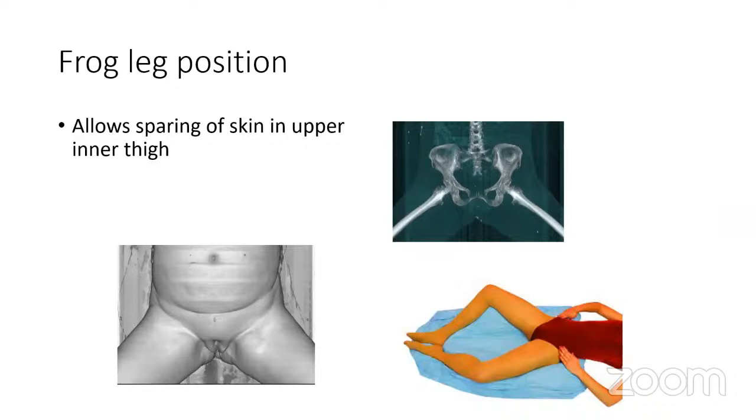We use this especially in bulky patients if we have a lot of inguinal folds, to allow sparing of the skin in the upper inner thigh. We go for a frog leg position. The second indication for a frog leg position is whenever we have a large perianal extension where we will not be able to put a bolus in the supine position and approximate the bolus exactly to the tumor. In that case, we go for a frog leg.